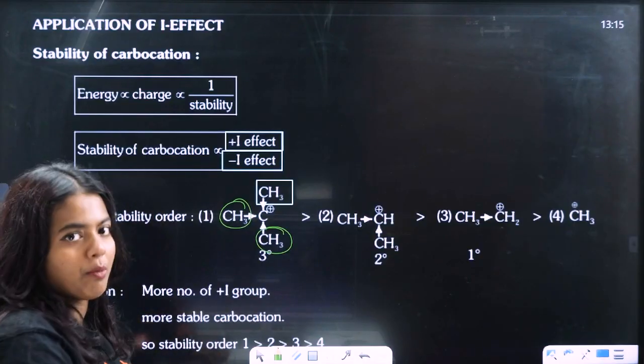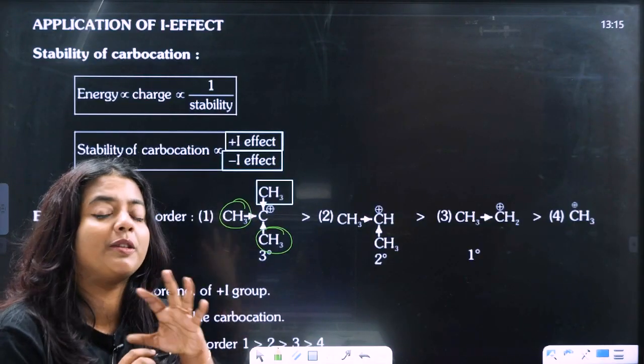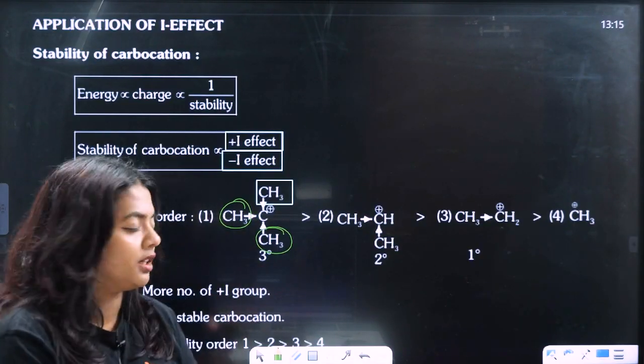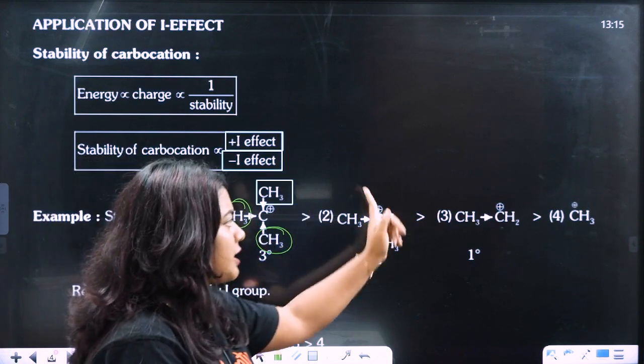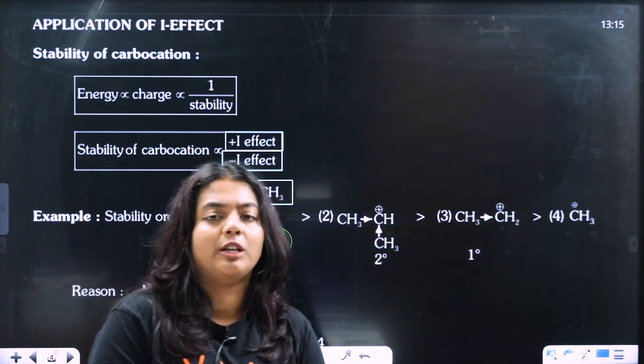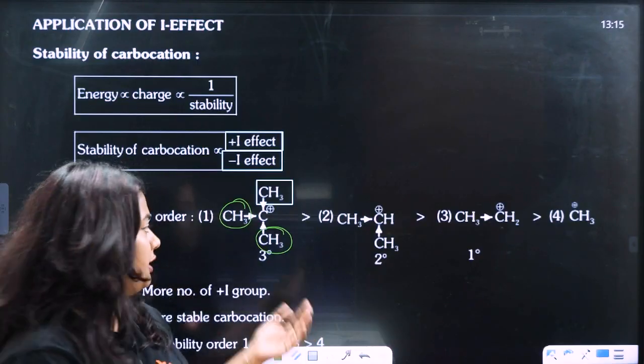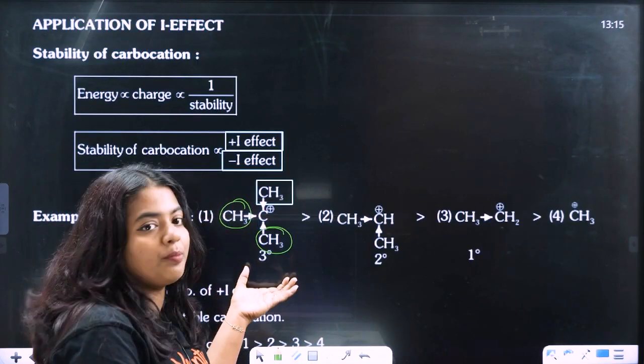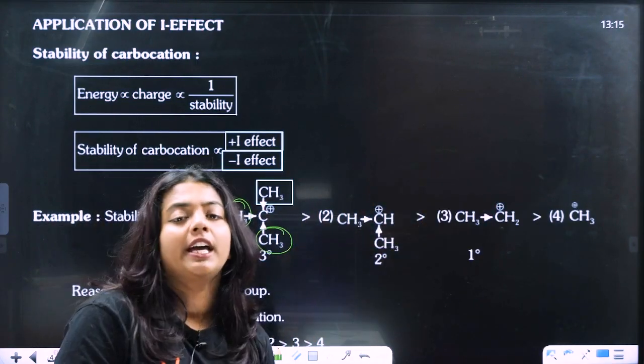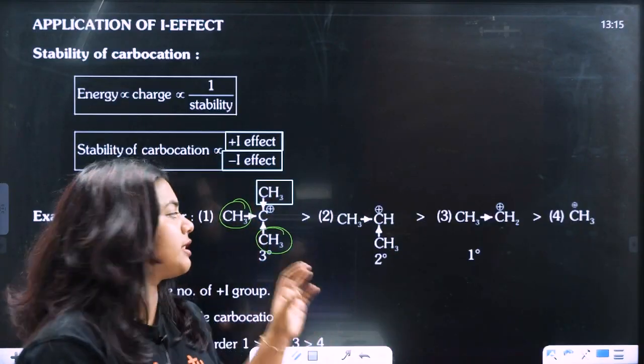So this is a tertiary carbocation. You can see that there are 3 CH3 groups, which means 3 plus I groups are there. So this will be more stable than this one. The methyl carbocation will be the least stable because it doesn't have plus I groups present. Here there are 3 plus I groups, here 2 plus I groups, and here 1 plus I group. So this is the stability order.